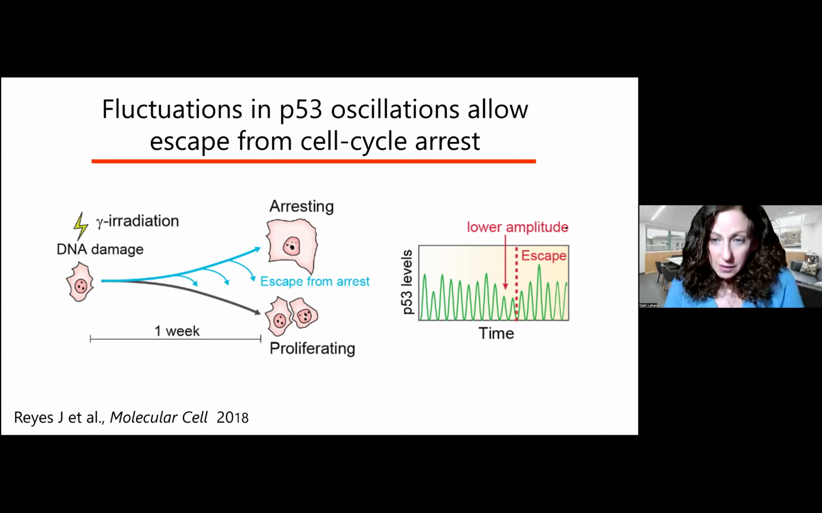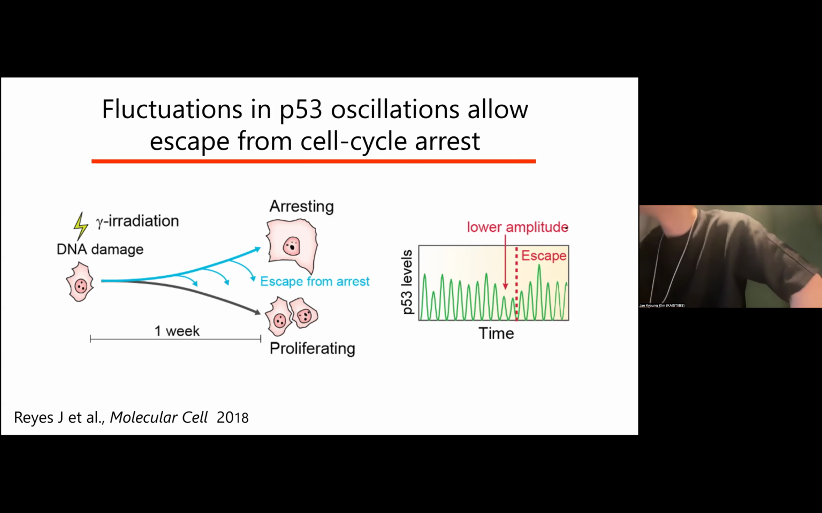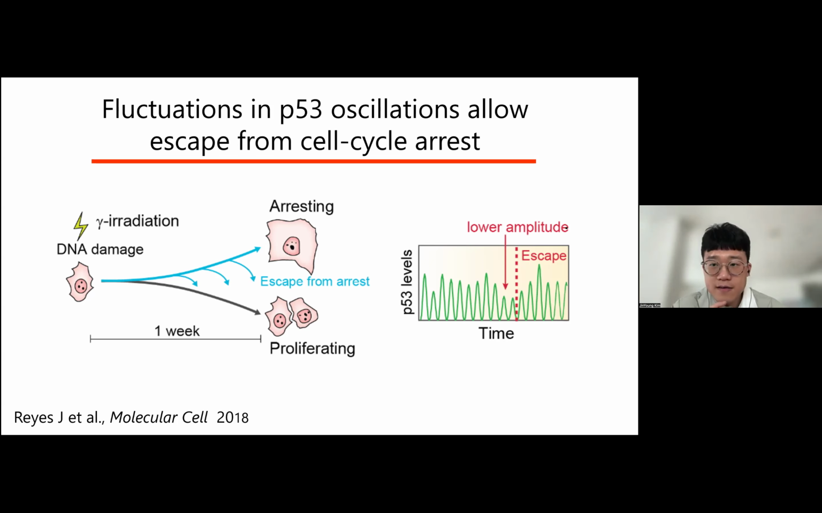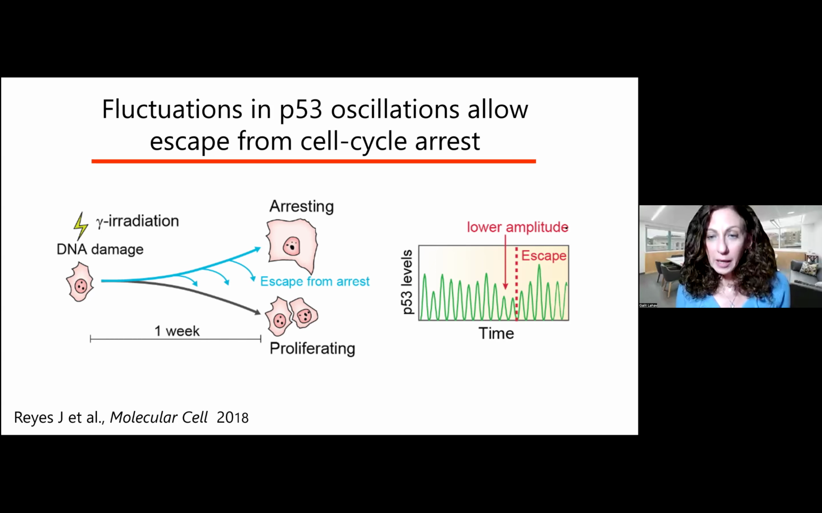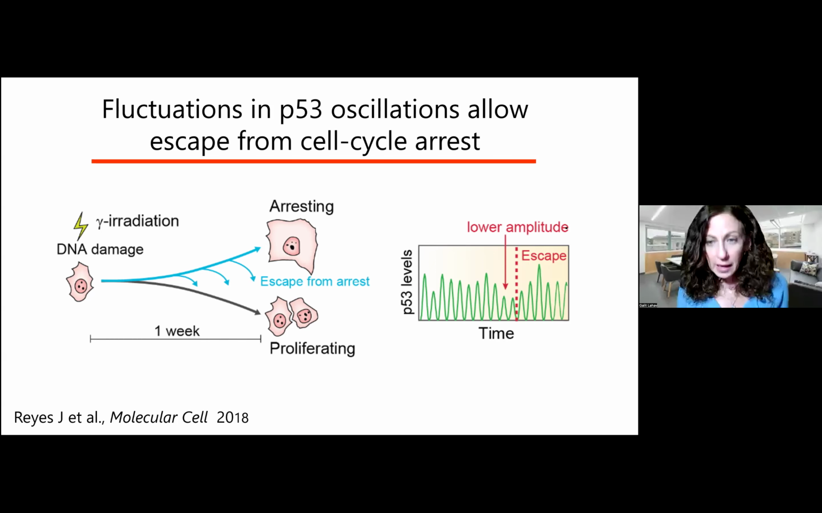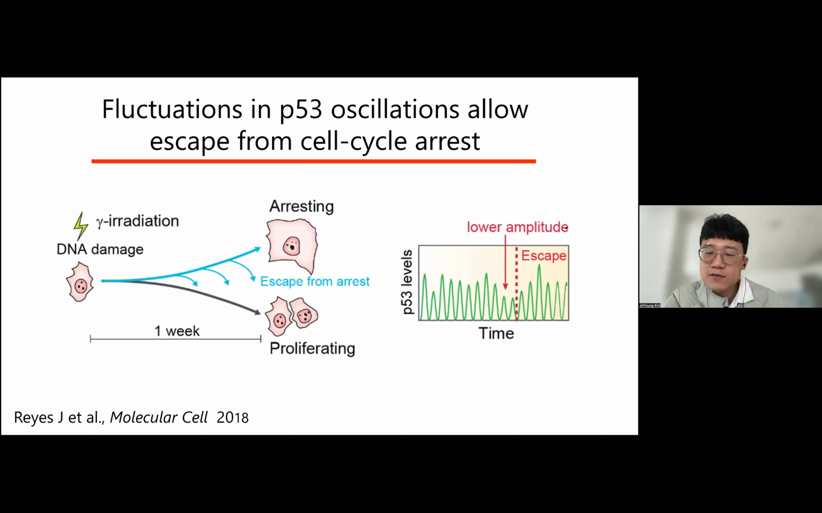So these cells, because of the DNA damage, stop cycling, they stop proliferating. That is called cell cycle arrest. And they escape from cell cycle arrest, meaning they go back into dividing. You don't want them to divide because they have a lot of damage, right? So they escape the arrest by dividing. Oh, thank you, thank you.